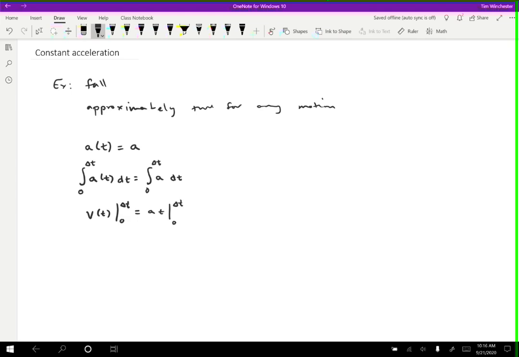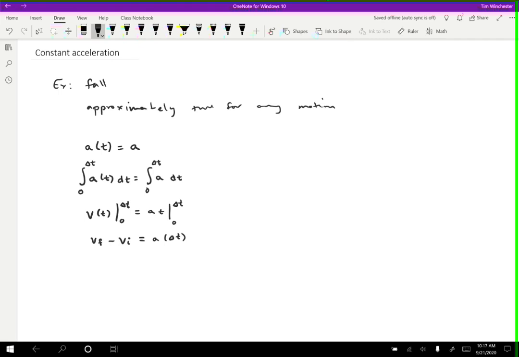So I'm going to call v of delta t, that's the velocity at the end, v final. And then v of time zero, I'm going to call v initial. So vf and vi for final and initial velocity. And that's going to be equal to a times delta t. This is a formula that describes motion when we have constant acceleration. If you know the acceleration, then you have this relationship between the velocities.